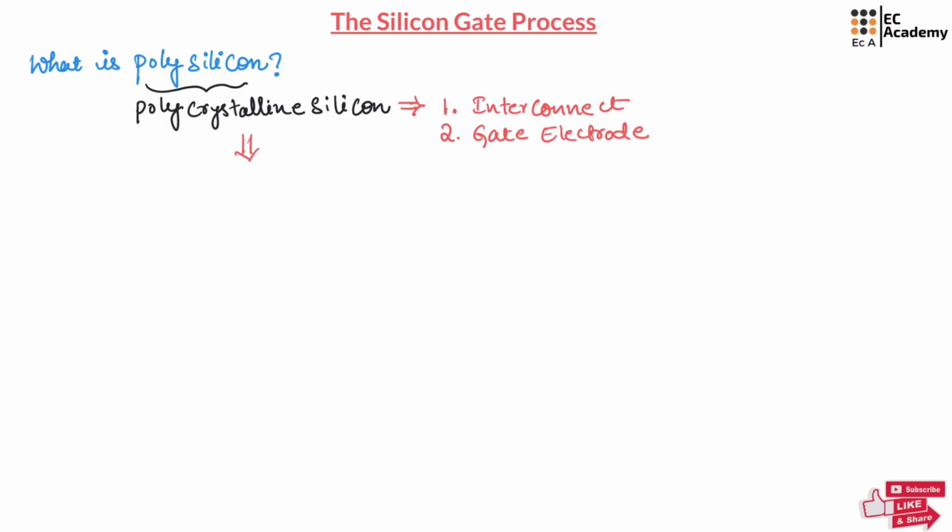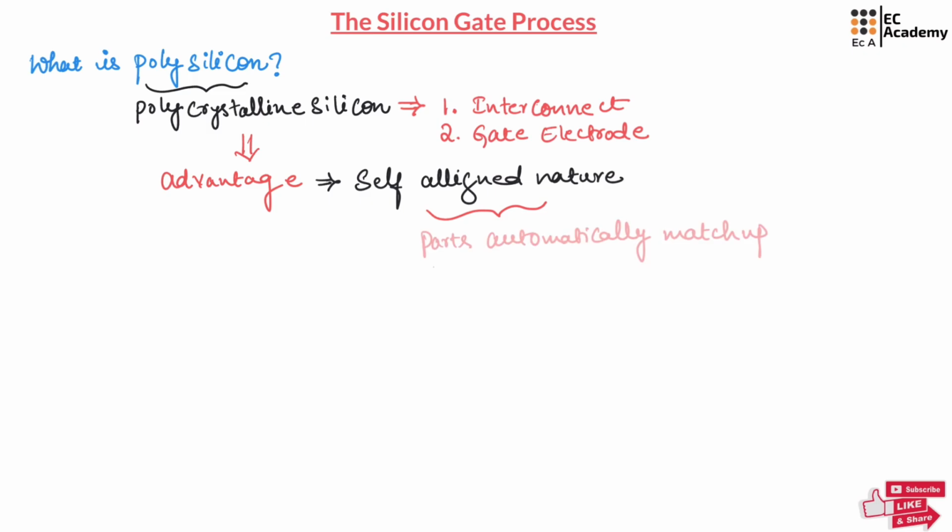The biggest advantage of using a polysilicon gate is its self-aligned nature. If we say self-aligned, it means the parts automatically match up perfectly without having to align them manually. So here, polysilicon is used as an interconnect as well as a gate electrode. The major advantage of this polycrystalline silicon is its self-aligned nature, which means the source and the drain region will be precisely defined, which improves the performance of the circuit.